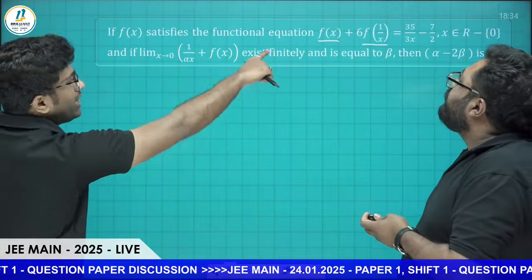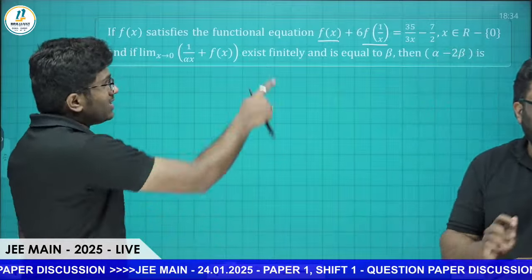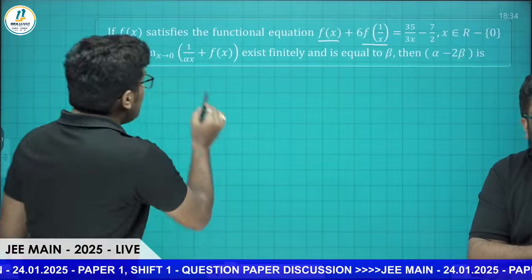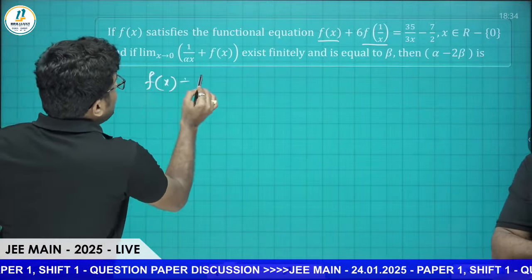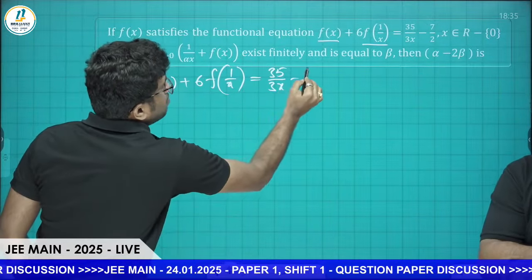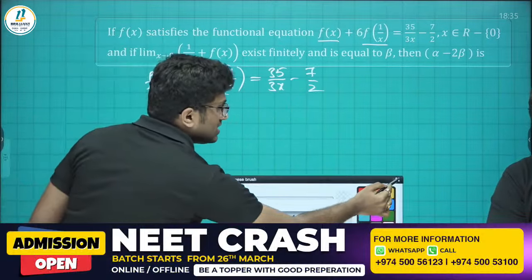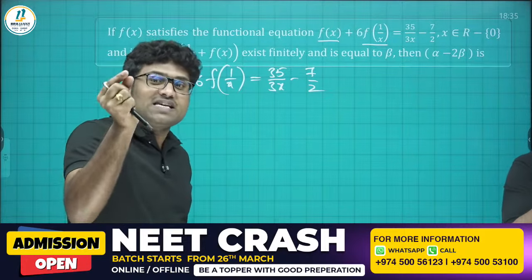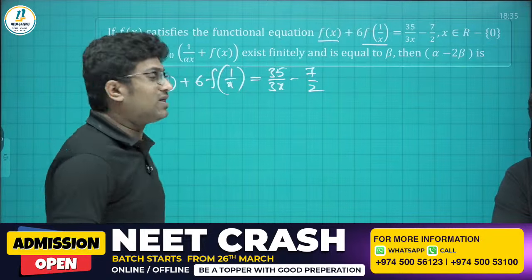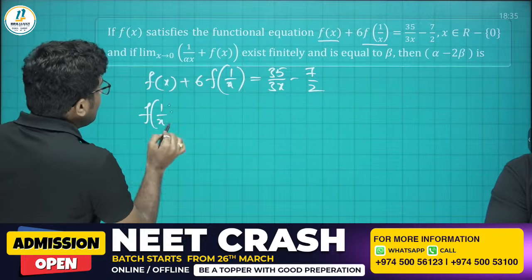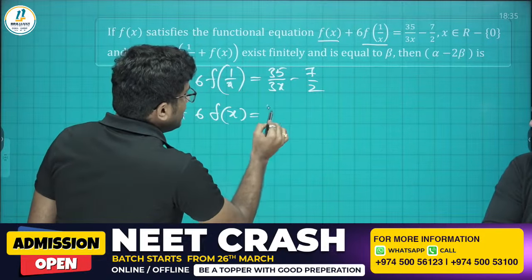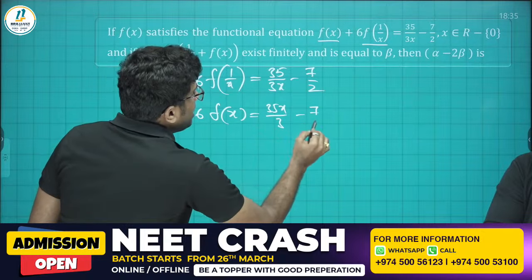Yes, sir. So they have already given a functional equation in terms of x and 1 by x. f of x plus 6 times f of 1 by x is equal to 35 by 3x minus 7 by 2. So friends, we know this is a functional equation type question. The moment we see an equation in terms of x and 1 by x, the first thing that we do is replace x with 1 by x. So f of 1 by x plus 6 times f of x is equal to 35 by 3 into 1 by x, that is 35x divided by 3, minus 7 by 2.